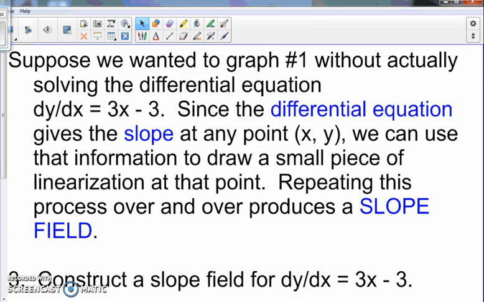So the next thing I want to talk about is, what if you had to draw the slope field yourself? Suppose we wanted to graph dy/dx = 3x - 3 without actually integrating it and solving it. Since the differential equation, what a derivative gives us, which we've been saying for months, is the slope at any point on the function, we can use that piece of information to draw just a small piece of the linearization of the function at a particular point. And repeating that process over and over produces what is known as a slope field.